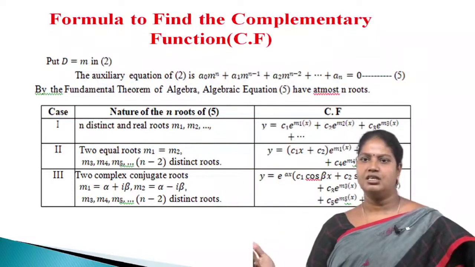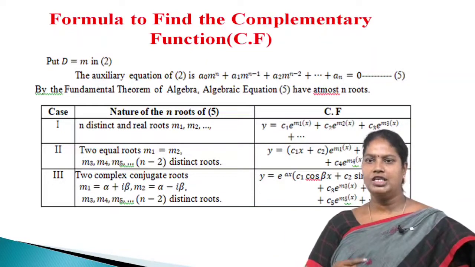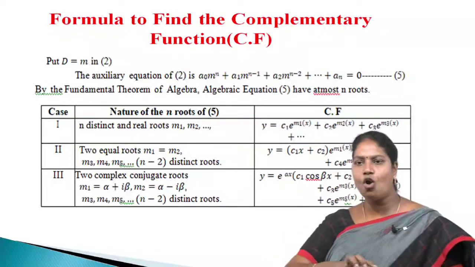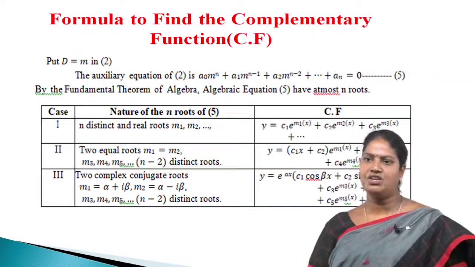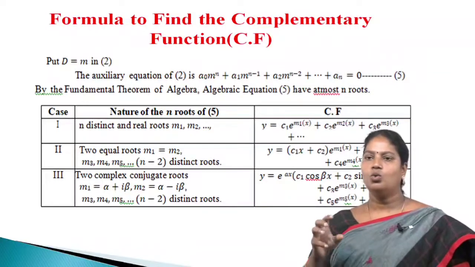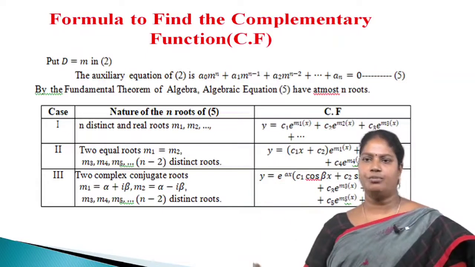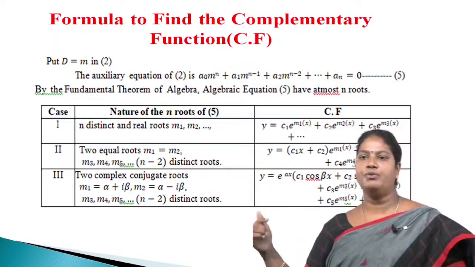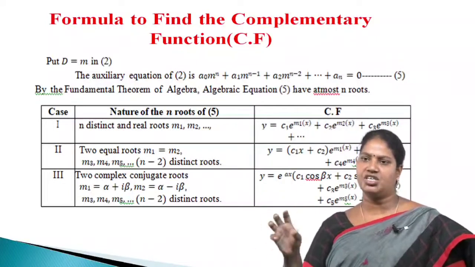First case: the obtained n roots we will denote as m1, m2, m3, ..., mn. If all the n roots are distinct real roots, then the complementary function will be given by the formula y = c1 e^(m1x) + c2 e^(m2x) + c3 e^(m3x) + ... + cn e^(mnx). Here e^(m1x), e^(m2x) are exponential functions.